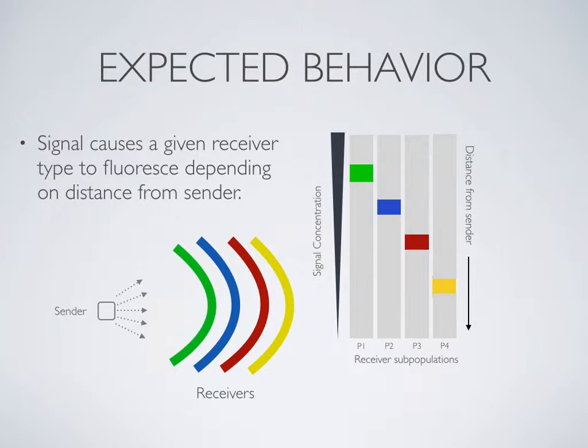For example, the blue receiver population cannot fluoresce if it is too close to the sender population or if it is too far from the sender population. But if it is in an intermediate range, then it will glow blue. The same goes for the green, red, and yellow subpopulations.